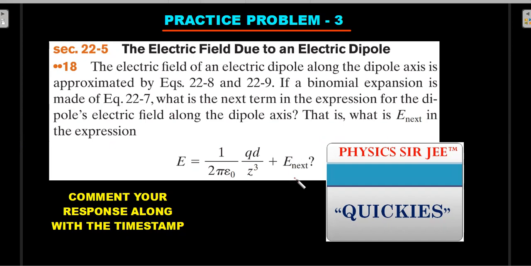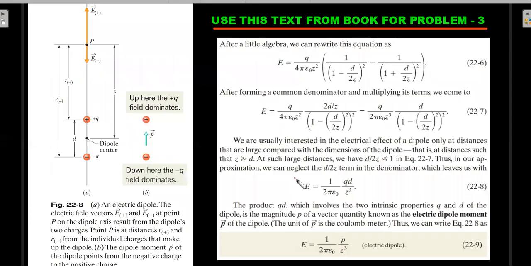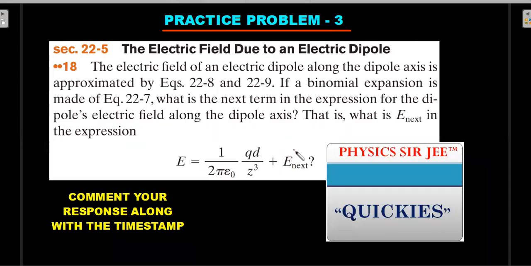So this is the text from the Resnick and Halliday book. In case you have the book, you can directly go there. In case you don't, this is the text. Think of it as a reading comprehension. You are supposed to read this and get this next term. Very, very important. Okay, so this is the picture referring to these equations, and these equations were being used in this particular problem. Interesting one. Try it out and comment your answer below along with the timestamp.